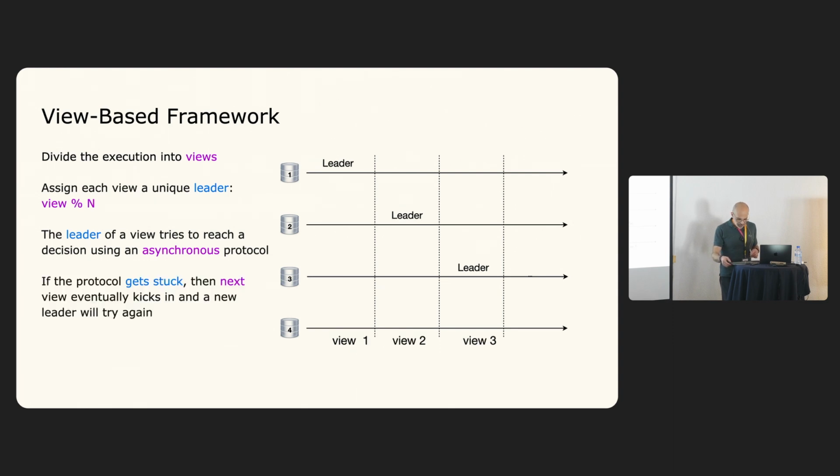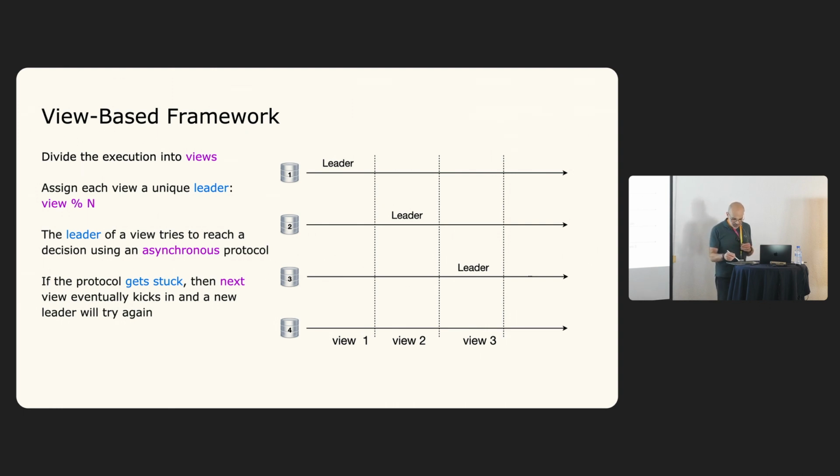And if the protocol gets stuck, then the synchronizer will at some point give us the next view, and then the next leader can try, and so on and so forth. There are many reasons why the protocol can get stuck before GST, for example, because of message delays, where messages don't arrive on time, or a leader can be faulty, which can be a reason even after GST. So this view-based framework allows us to never get stuck, no matter whether before GST or after GST.